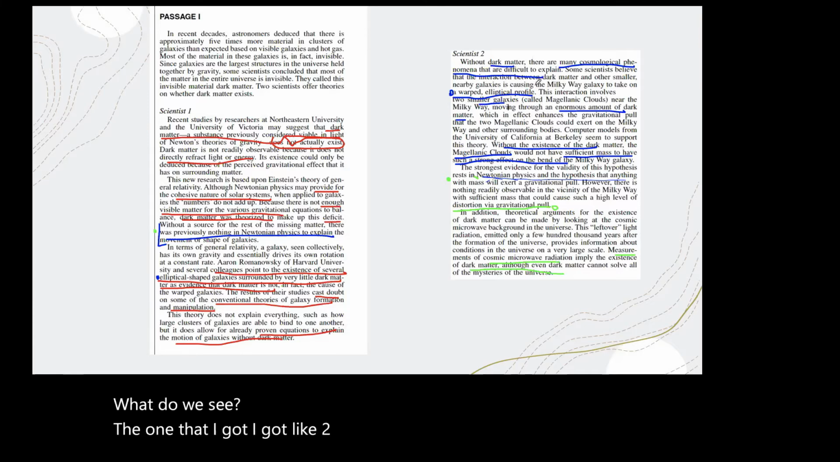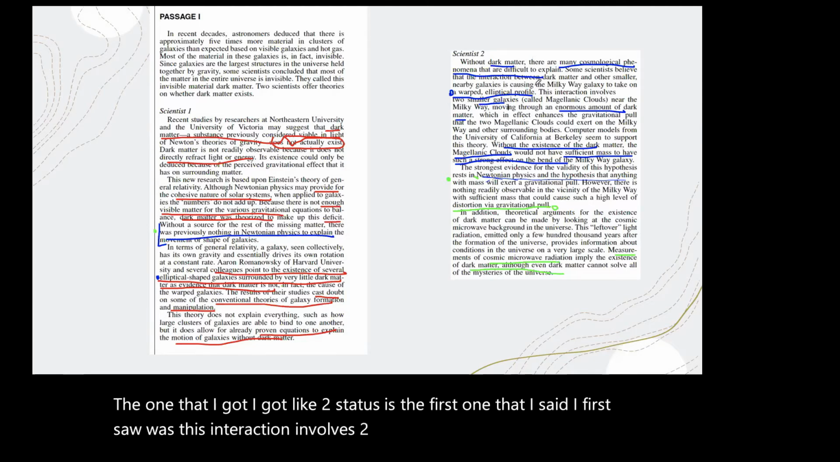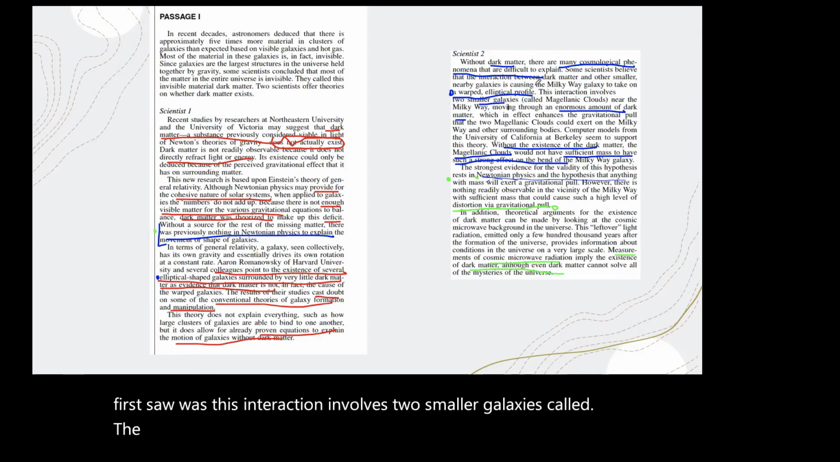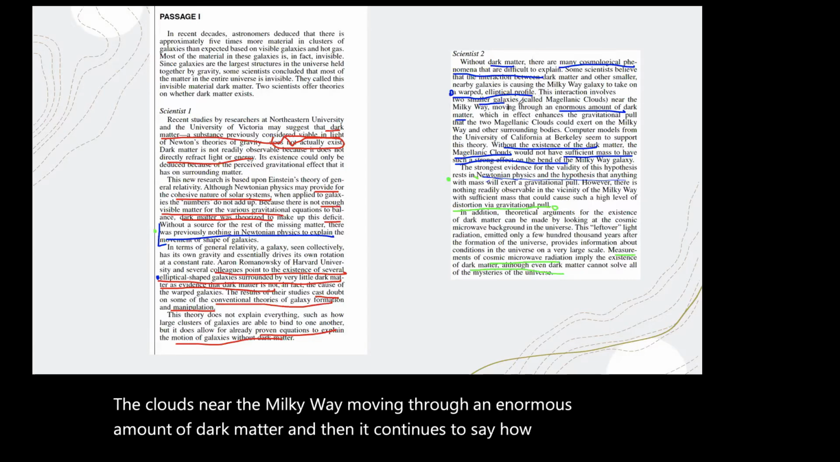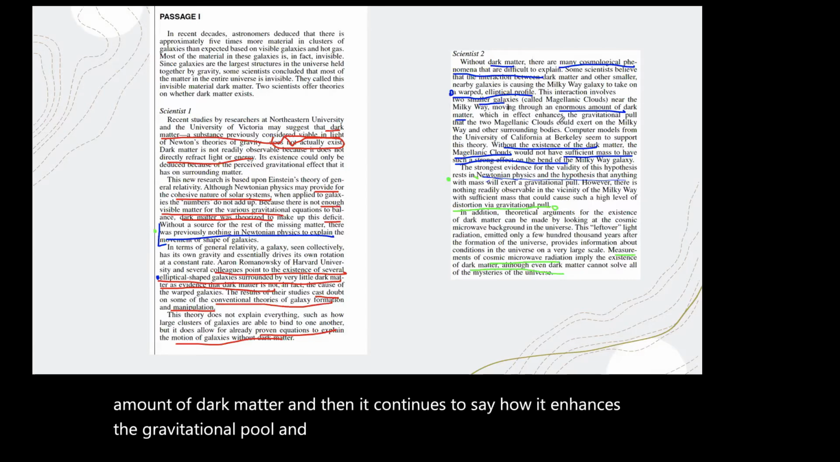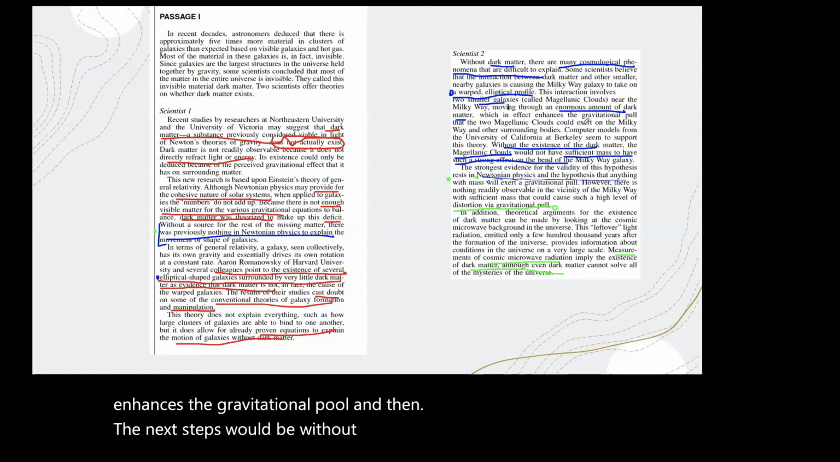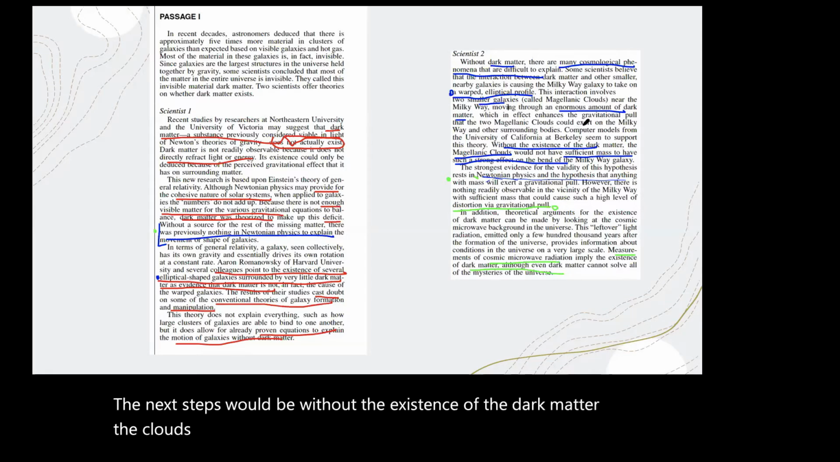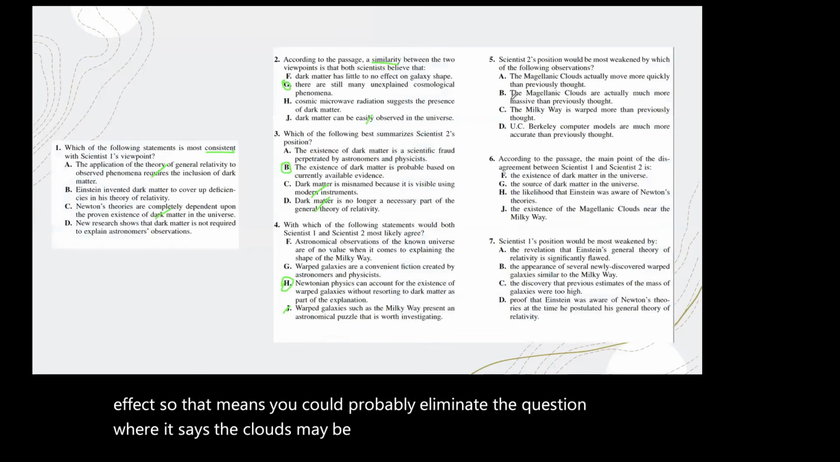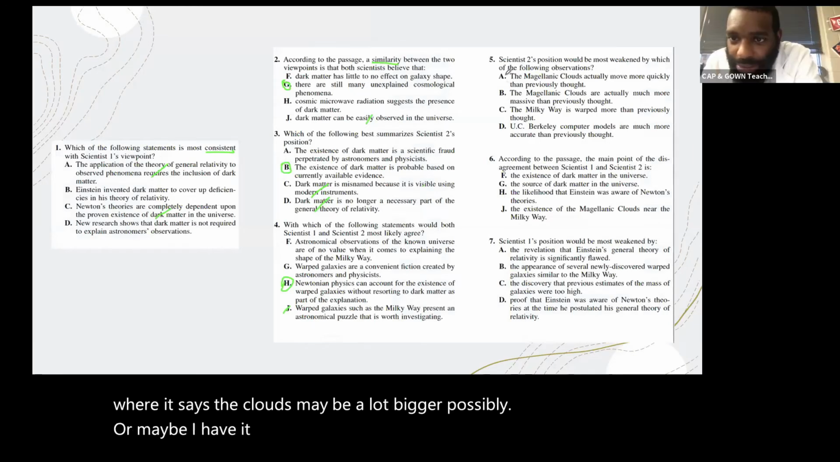The first one that I saw was, this interaction involves 2 smaller galaxies called the clouds near the Milky Way moving through an enormous amount of dark matter. And then it continues to say how it enhances the gravitational pull. And then the next sentence would be, without the existence of the dark matter, the clouds would not have sufficient mass to have such a strong effect. So that means you could probably eliminate the answer where it says the clouds may be a lot bigger, possibly. Or maybe I have it backwards. All right. So no, you're right. So which of these most likely weakens that?